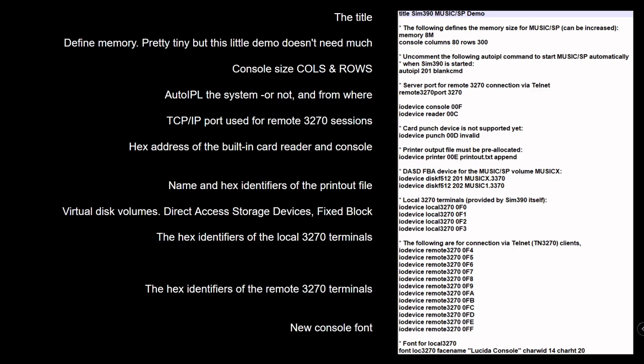Way down at the bottom, the very last thing, it says font for local 3270, font loc 3270, face name Lucida Console, width, height. That's where I redefined the actual text so that it was bigger on that terminal so we could see it easier.